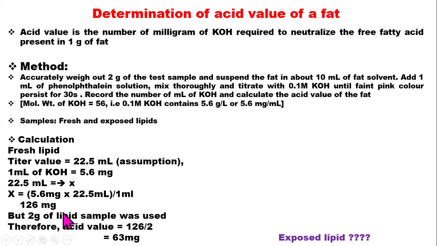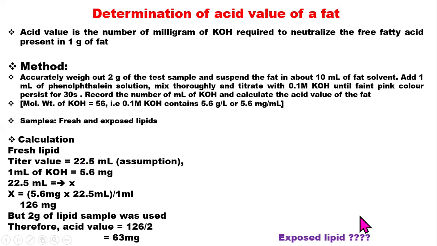But 2 grams of the lipid sample was used. You remember initially you weighed out 2 grams, right? So this assumed titer value that you have gotten is for the neutralization of the 2 grams. So you need to divide by 2 to get your acid value. Remember, acid value is the free fatty acid that is present in 1 gram of your fat. So you got, let's say, 63 milligram here. So this will be your acid value for the fresh lipid.